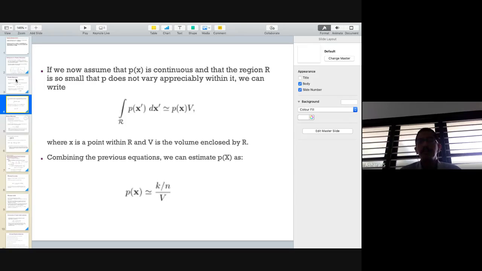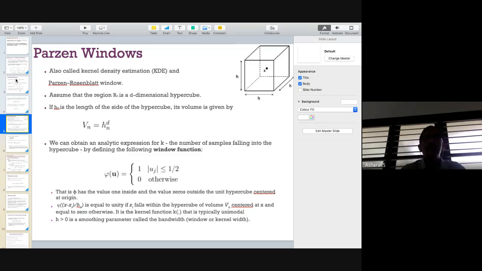The first class of algorithms, where we fix the volume and do a counting, is called the Parzen window. The second class of algorithms, where we fix K and do the counting, is called the K nearest neighbor algorithms. Both of these don't assume the form of the distribution. Right, let's get into our agenda, which is Parzen window.